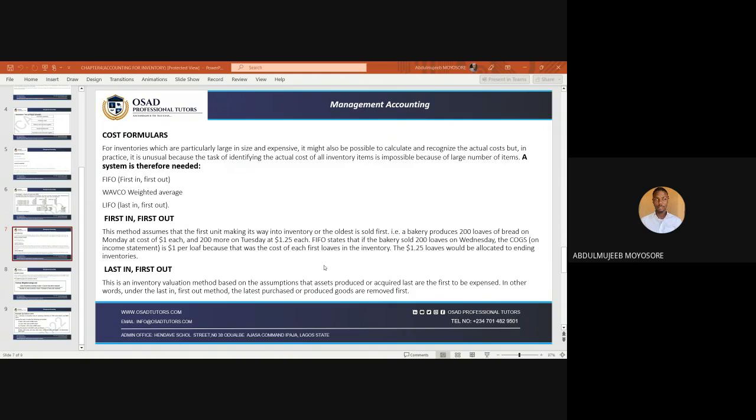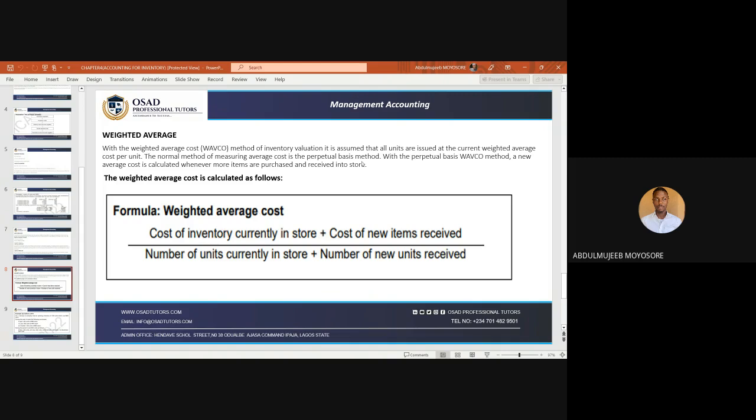For LIFO, inventory valuation is based on the assumption that the assets produced or acquired last are expensed first. In other words, in the last in, first out method, the latest purchased or produced goods are removed first. Now, weighted average. With the weighted average method of inventory valuation, it is assumed that all units are issued at the current weighted average cost per unit. The normal method of measuring average cost is the perpetual basis method. With the perpetual basis WAFCO method, a new average cost is calculated.